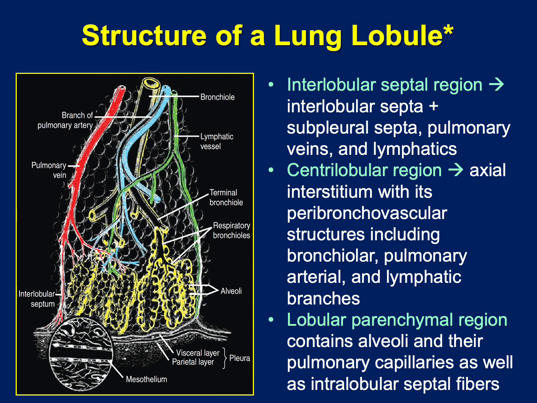It consists of an interlobular septal region, the centrilobular region, and the lobular parenchymal region. The interlobular septal region includes the interlobular septa, the subpleural septa, pulmonary veins, and the lymphatics. The centrilobular region has the pulmonary arterial and lymphatic branches, and also includes the bronchiolar branches. And the lobular parenchymal region contains the alveoli themselves and their pulmonary capillaries, as well as interlobular septal fibers.